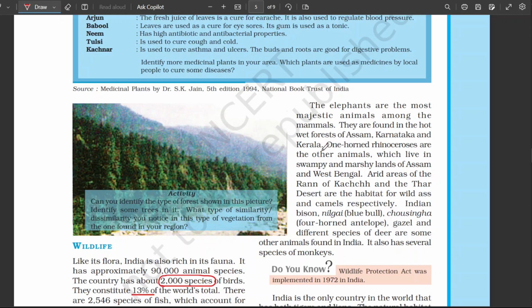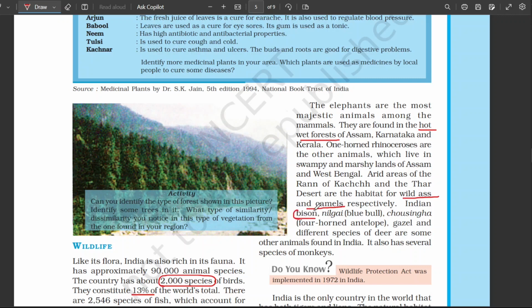They are found in the hot, wet forests of Assam, Karnataka, and Kerala. One-horned rhinoceros are the other animals which live in swampy and marshy lands of Assam and West Bengal. Arid areas of the Rann of Kutch and the Thar Desert are the habitat for wild ass and camels, respectively. Indian bison, that is also an important species.